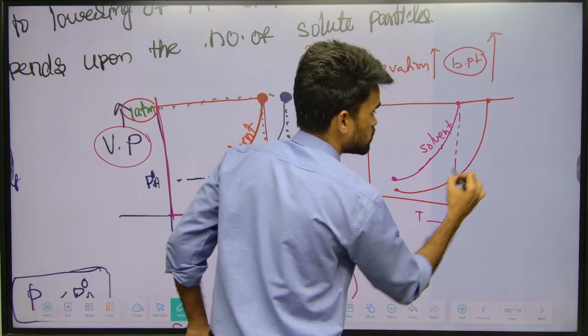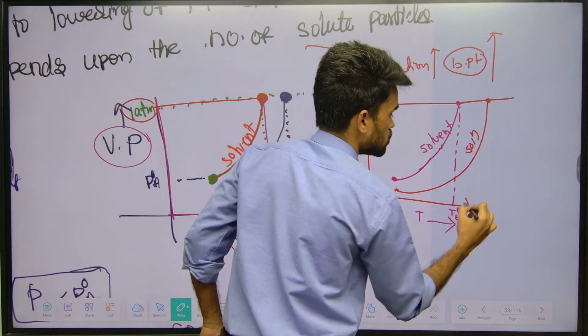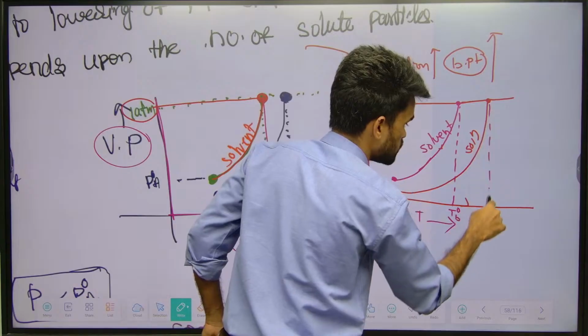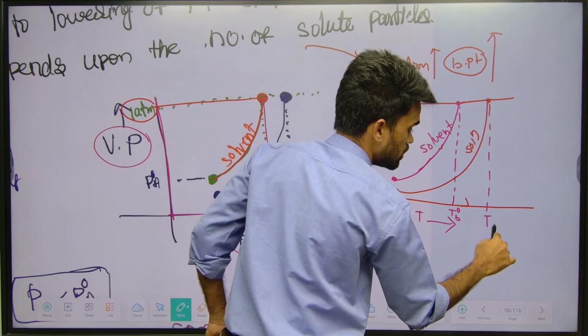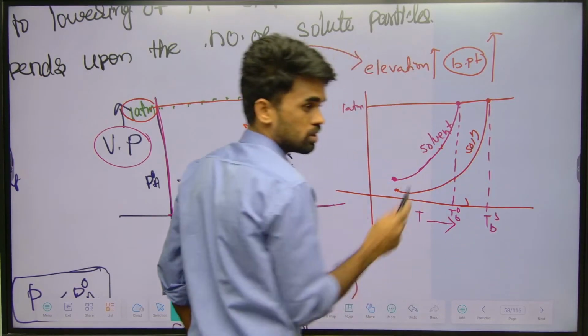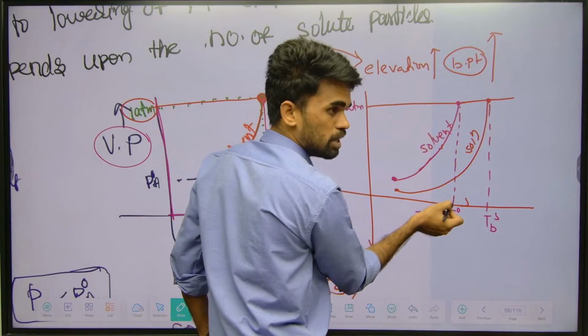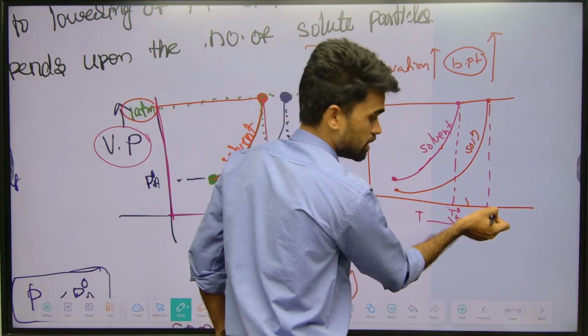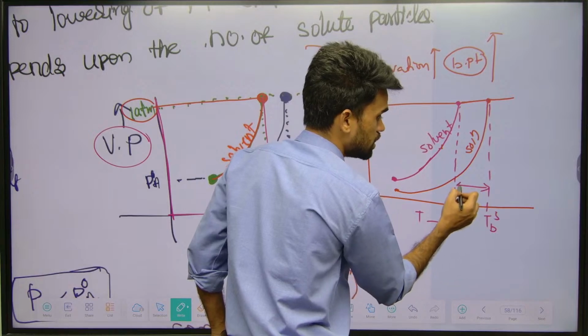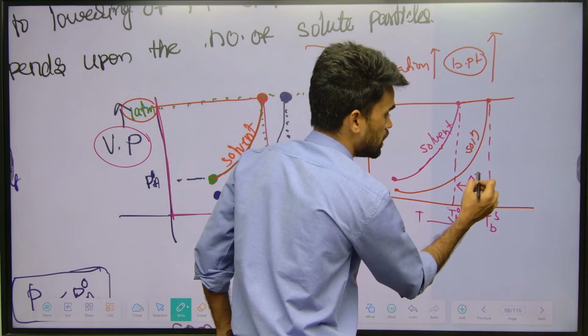So this line is for which one? Solution. So this temperature is for what? Boiling point of solution. Initially this is the boiling point. Now it is moving here. It means this difference is there now. This is what? Elevation in boiling point.